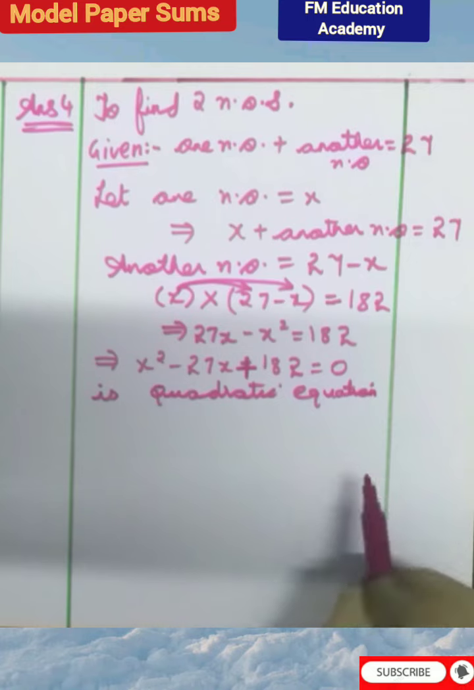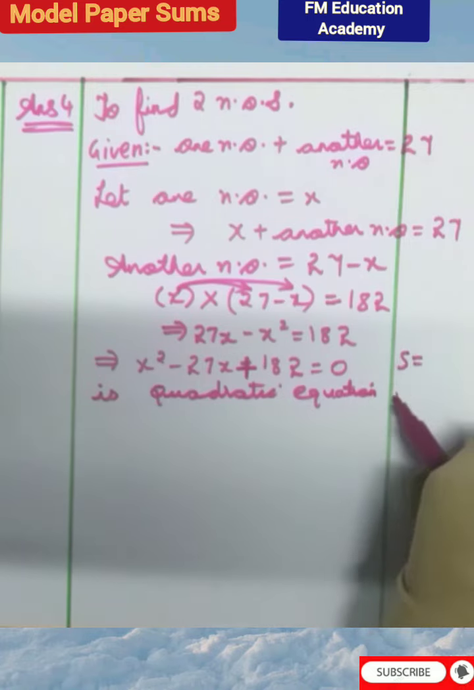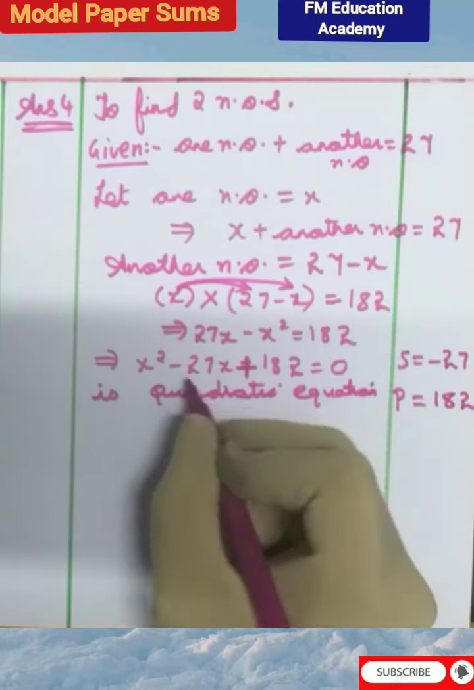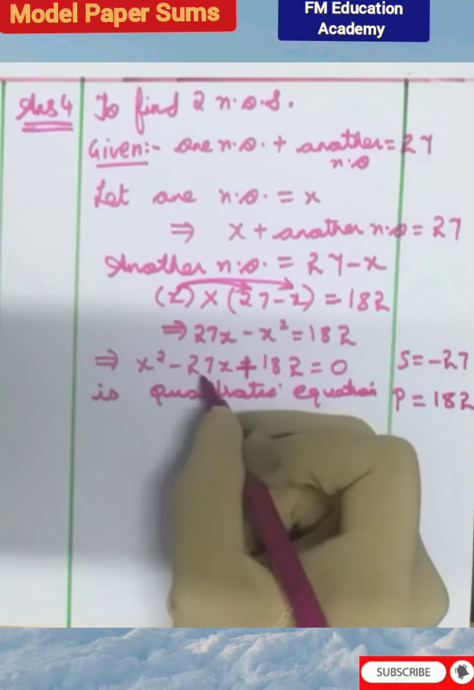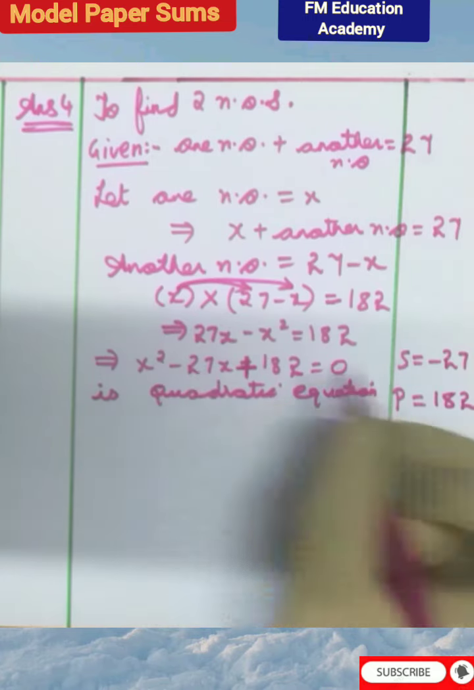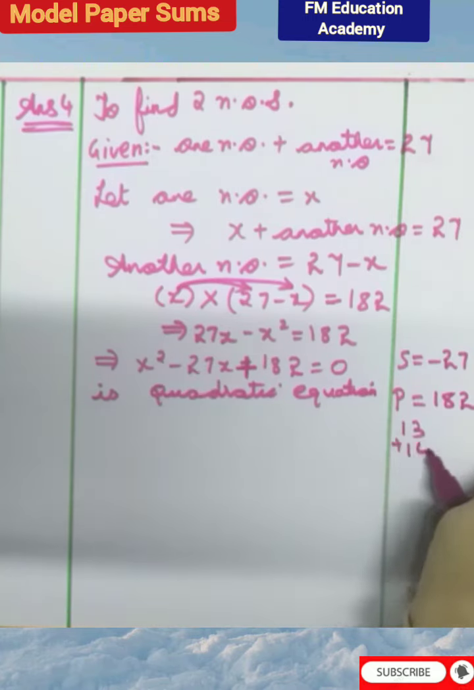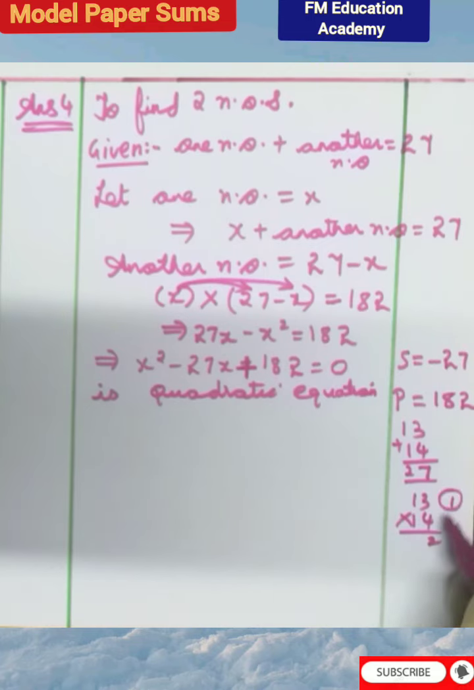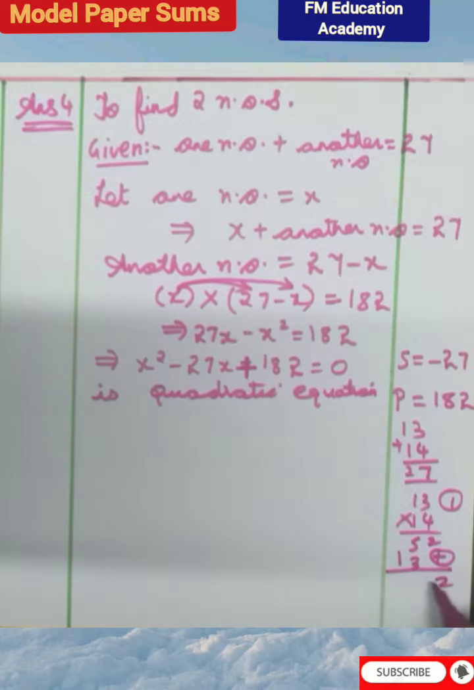What is splitting the middle term? We need to have a sum and a product. What is the sum here? Minus 27. What is the product here? 182. So remember 27 can be written as 13 plus 14. 13 plus 14 is 27 because 4 plus 3 is 7 and 1 plus 1 is 2. So also find out what 13 into 14 is. 13 into 14: 3 fours are 12, 4 ones are 4, 4 plus 1 is 5. 1 three is 3, 1 one is 1, 2, 5 plus 3 is 8, 182.